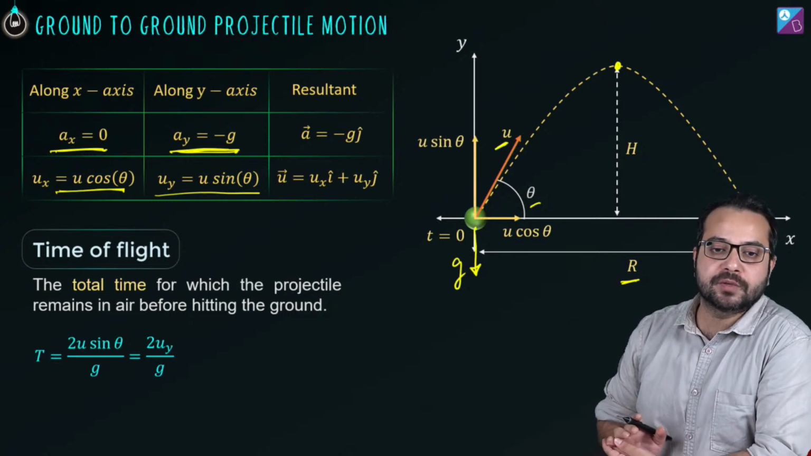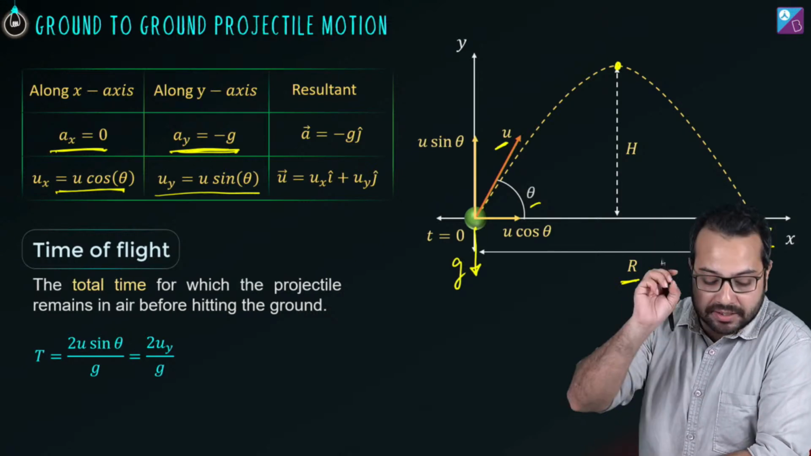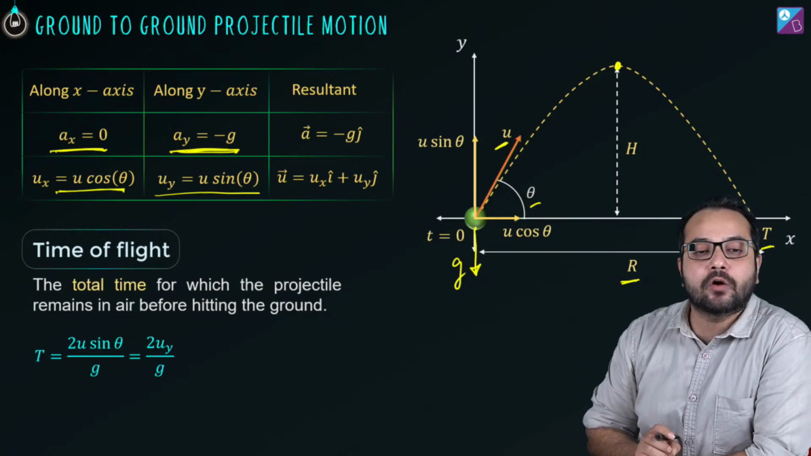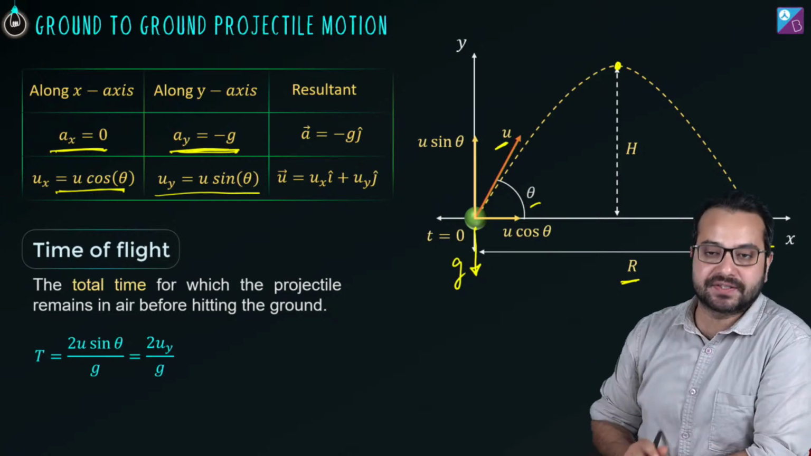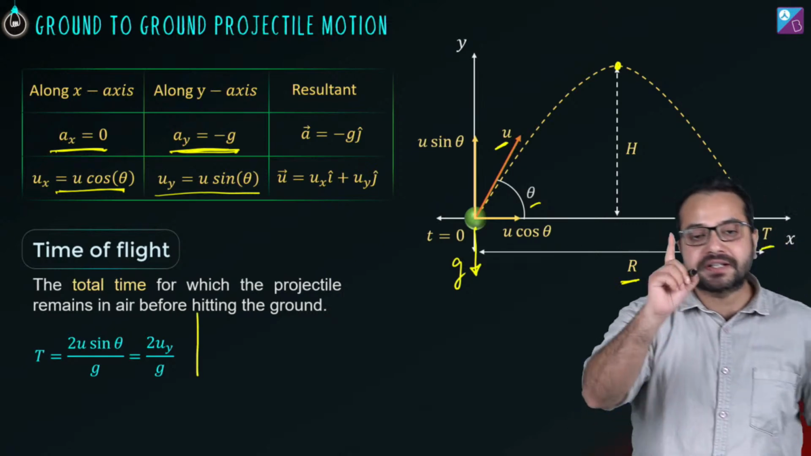You told us about symmetry of motion. Correct, that's right, I told you about symmetry of motion. Now we can find out time of flight in two ways. What is the first thing?